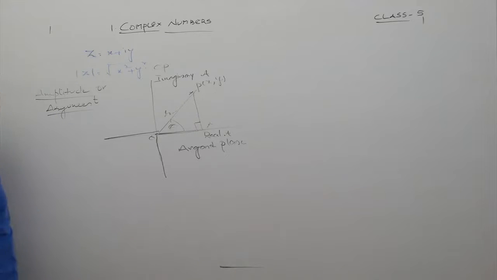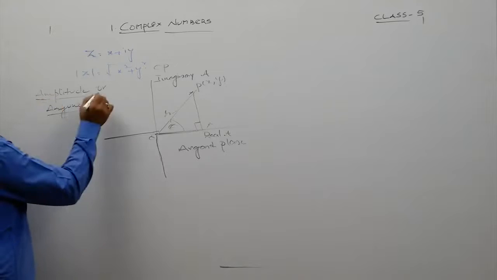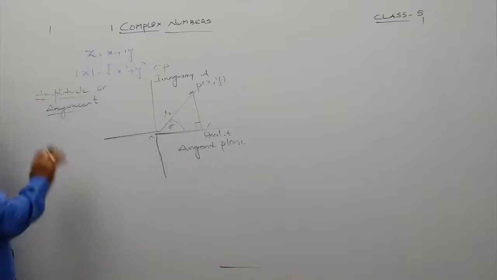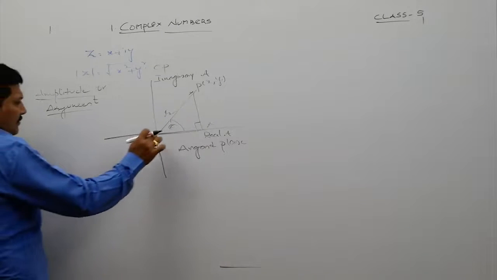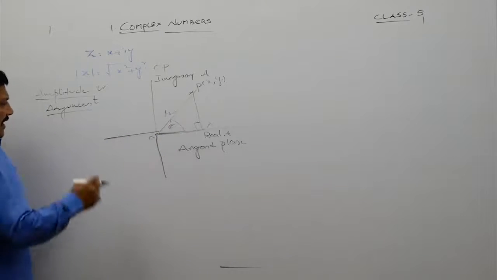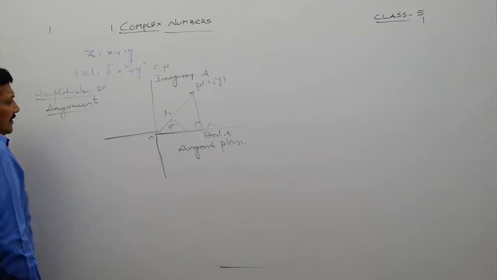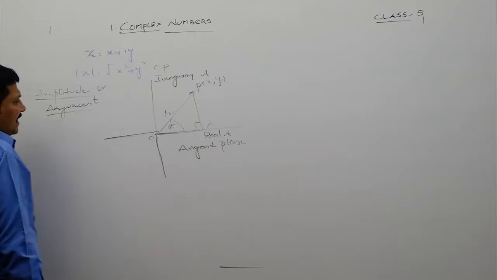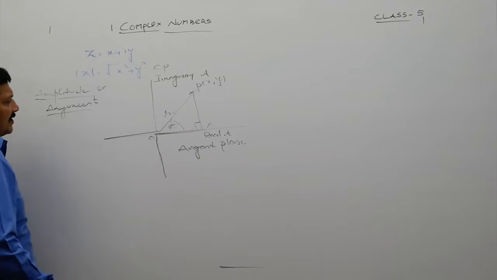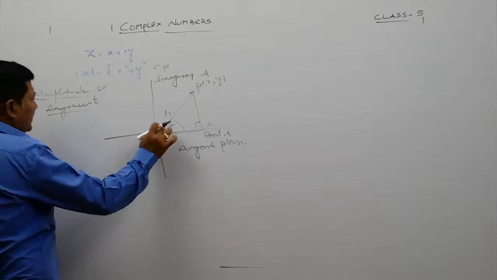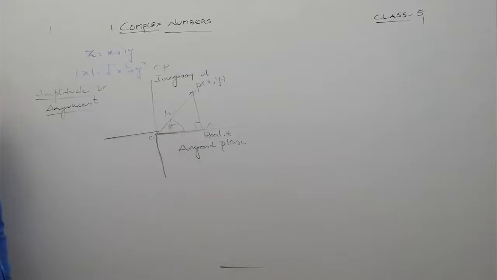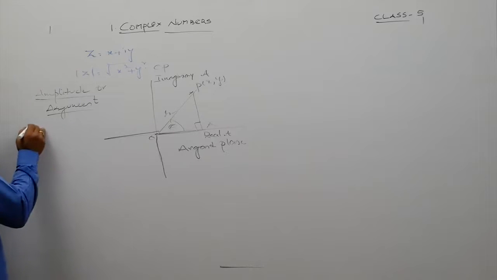And most importantly, when we want to know what is meant by amplitude or argument, this is the definition you must remember. The line OP making an angle theta with the real axis in the anti-clockwise direction, or we can say in the positive direction, this theta is called the amplitude or argument. And as we discussed earlier, this may vary from 0 to 360 degrees.